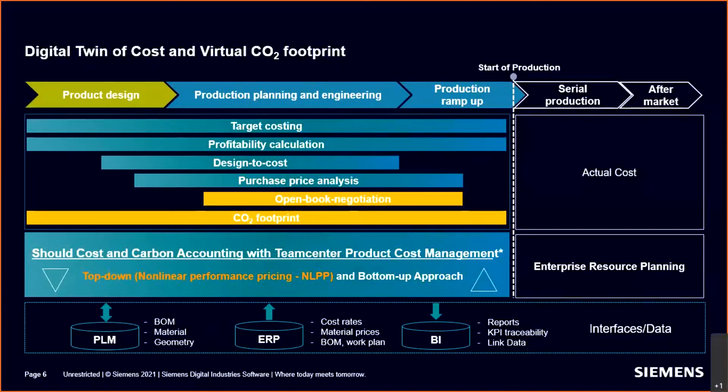And also we have the reporting to a BI where you can do all these traceability reports, link data. BI stands for business intelligence for those who don't know. Basically it could be your own standard reporting tool, even though TCPCM also counts with some out of the box reports that we will show today. Okay, this is what we call the digital twin with these use cases.